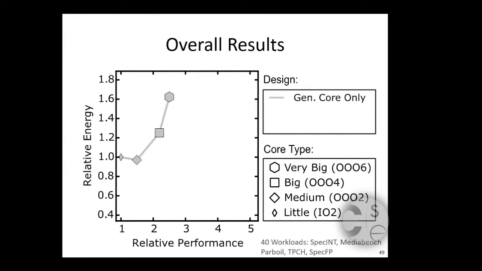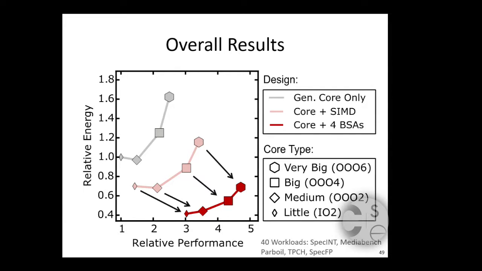So here's the overall results. Similar graphs as before, performance on the x-axis, energy on the y-axis. And this is just the general-purpose core with no accelerators in it that I'm just showing for reference. And a more standard design would be like a core plus a SIMD accelerator. So that by itself gets you a long way. But when you add in the other 3 behavior-specialized accelerators, we can get significant performance and energy efficiency gains across all of the different general-purpose cores that we integrate with.